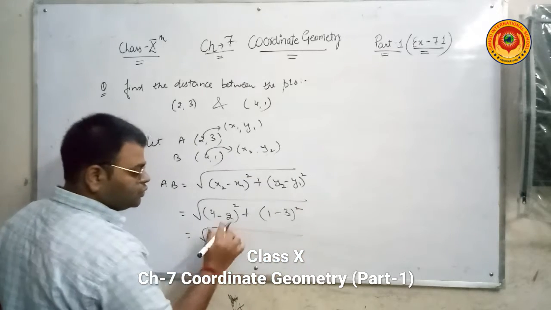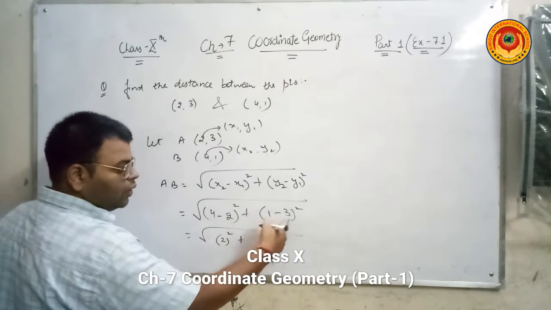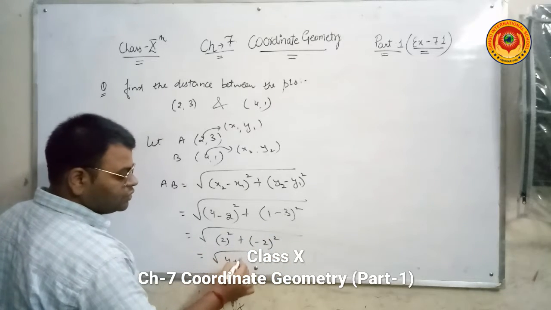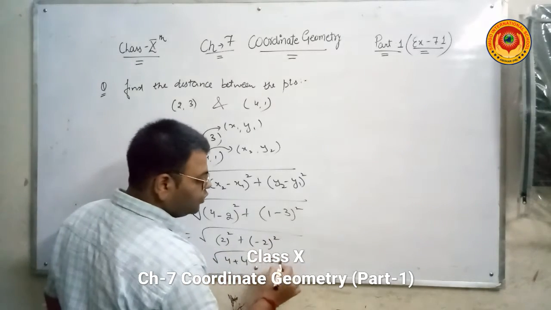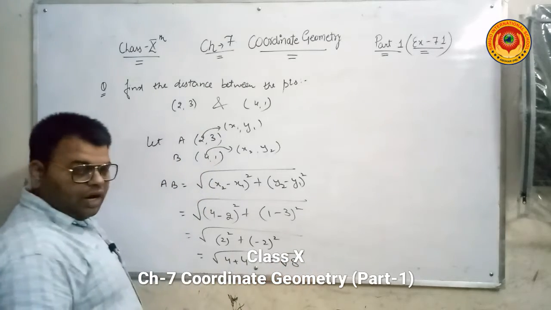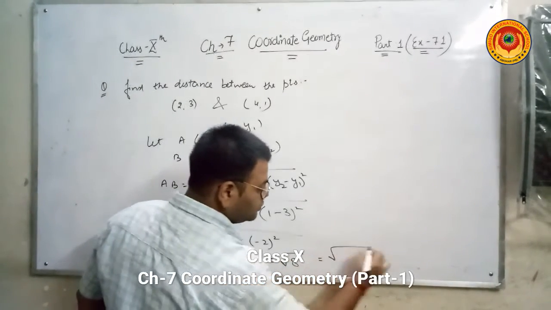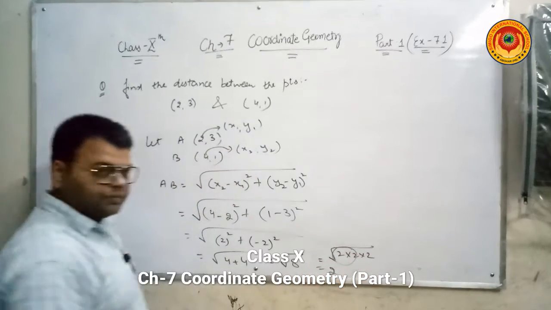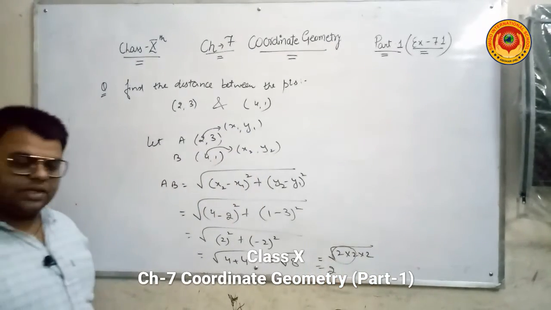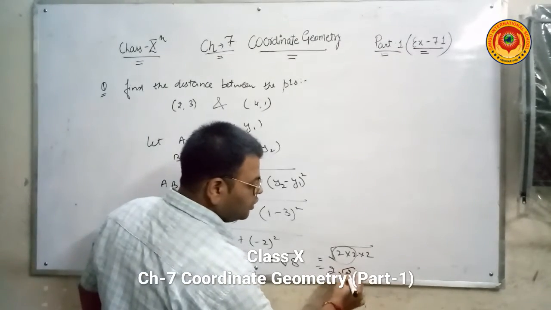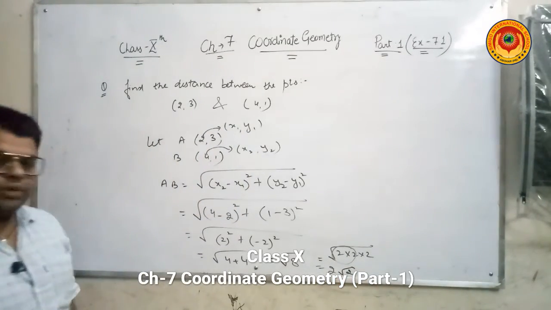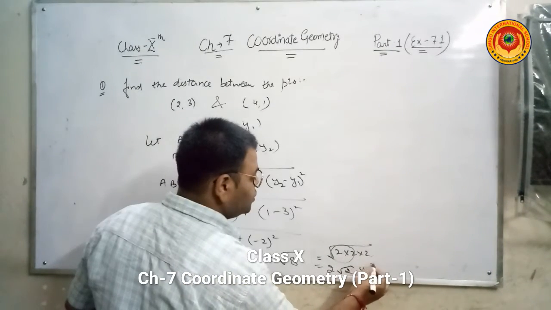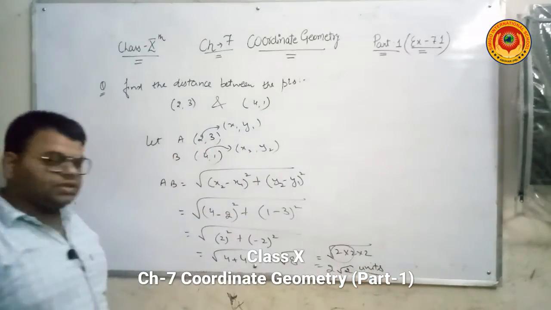So 4 minus 2, 2. 1 minus 3, minus 2. 2 square is 4, minus 2 square is also 4. So 4 plus 4, 8. Do the prime factorization of 8. That is 2 into 2 into 2. Take this 2 outside, because in a square root, a pair gives a single term outside. Now root 2 remains as it is. So 2 root 2 is your answer. So this is your distance. Distance is 2 root 2 units. So this is about the first question.